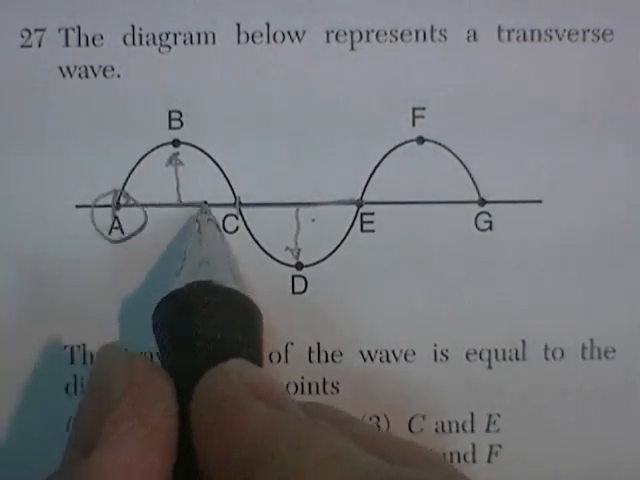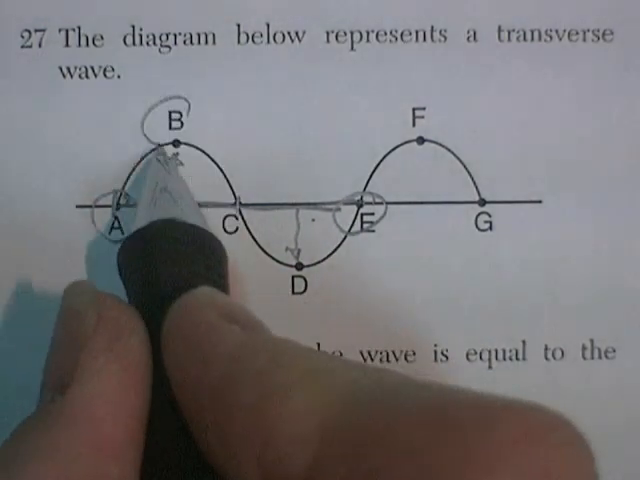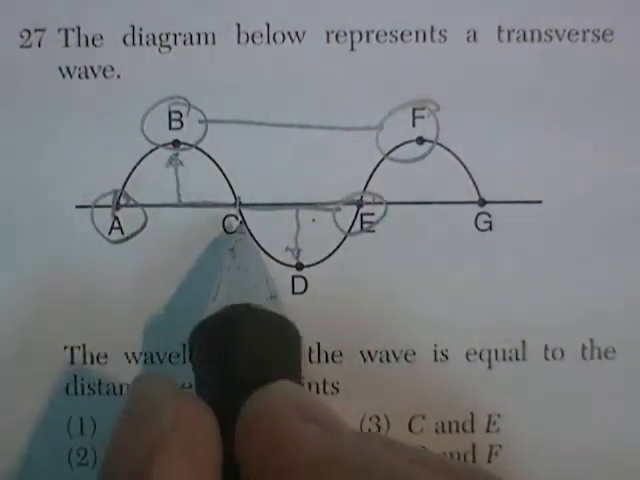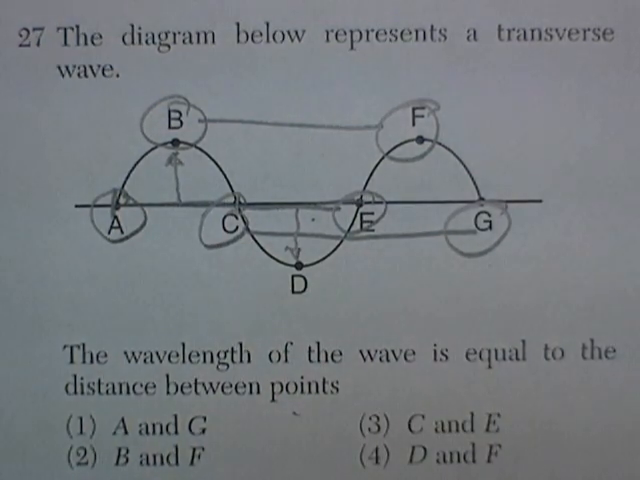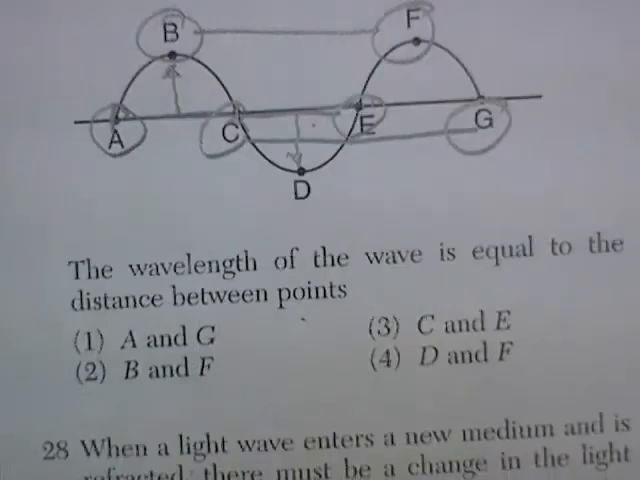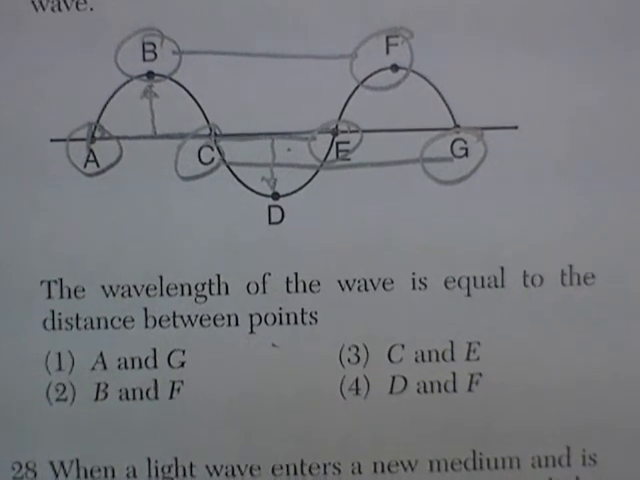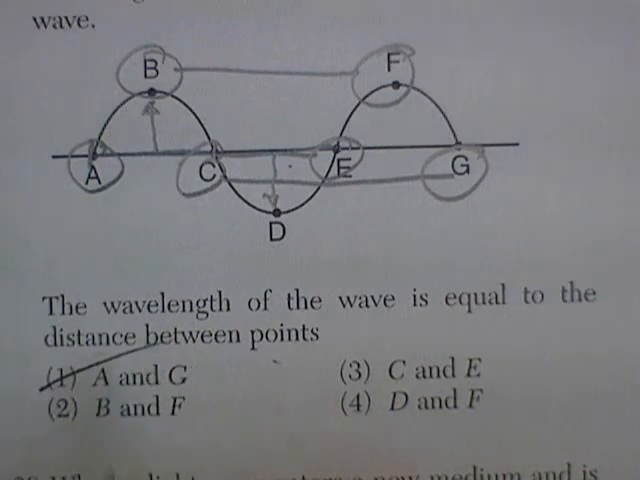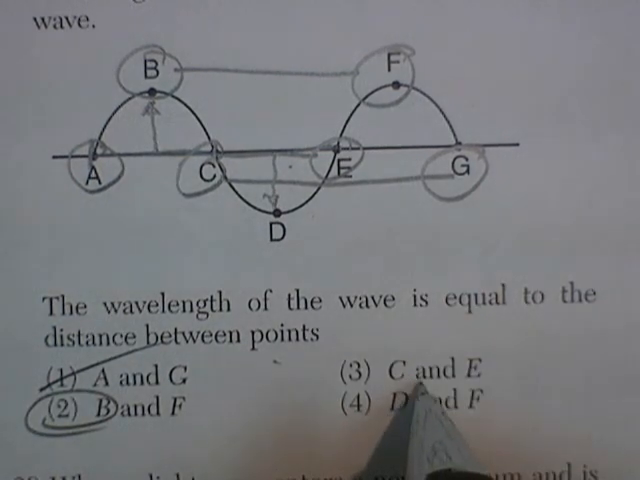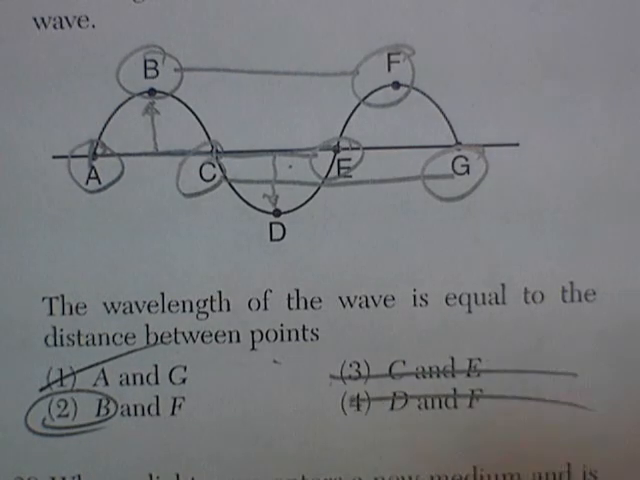So A to E would be a wavelength. B to F would be a wavelength. And C to G would also be a wavelength. Let's see what choices they're going to give us here. A to G, nope. B and F, yep. C and E, half a wavelength. D and F, don't even know what that is.